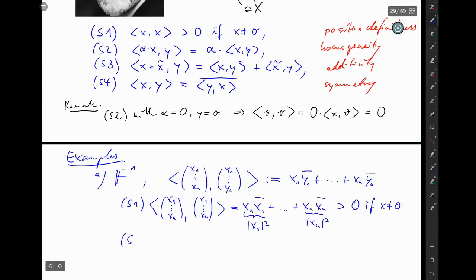The other axioms S2, S3 and S4 also hold, and you can check this very easily. Without those complex conjugate signs over the yn's, our axiom S1 would go terribly wrong for vectors like, let me take (1, i), in which case you would get 0 as a scalar product, although this is clearly not the zero vector, or try (i, i), in which case you would get -2, which is clearly not a positive number.